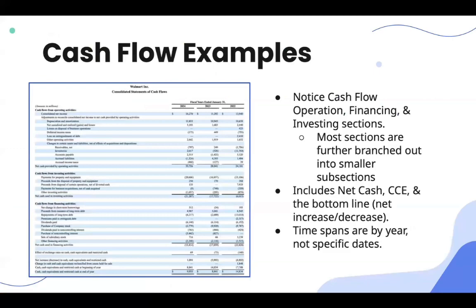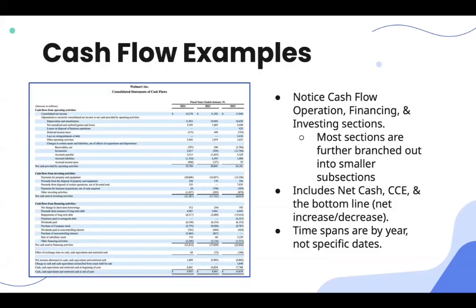Now let's look at real examples of cash flow statements and how they're structured. Notice how the statement is divided into three main sections: operating cash flow, financing cash flow, and investing cash flow. Each of these sections is further broken down into smaller subsections, detailing specific cash inflows and outflows. At the bottom, we see key figures like net cash, which represents the overall cash movement during the period, and CCE, which is cash and cash equivalents, which reflects the company's available liquid assets.